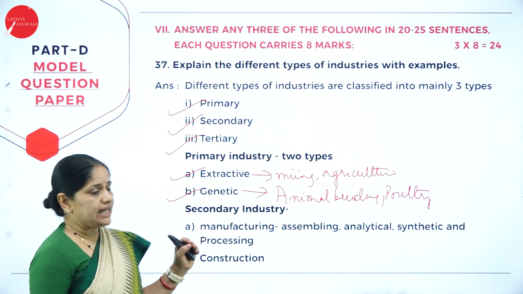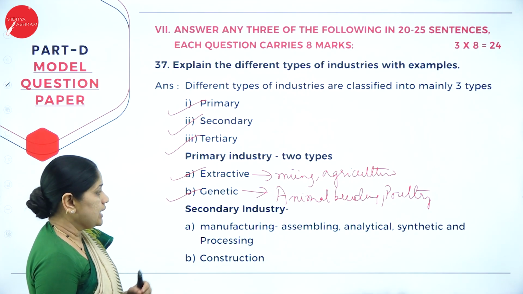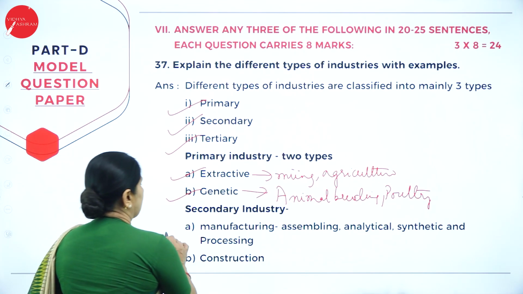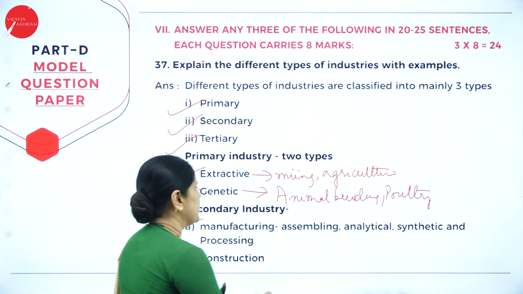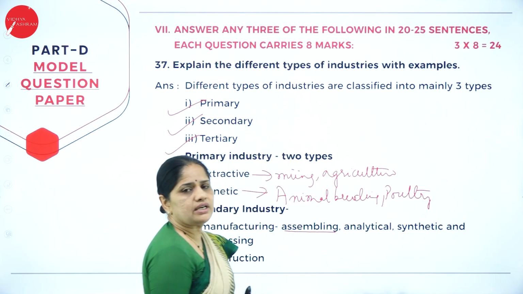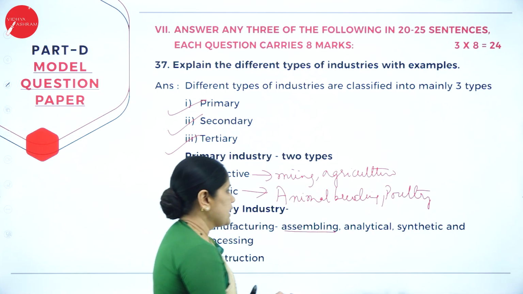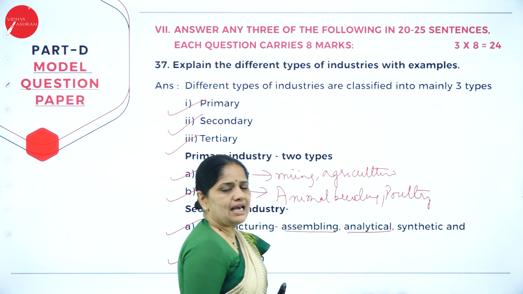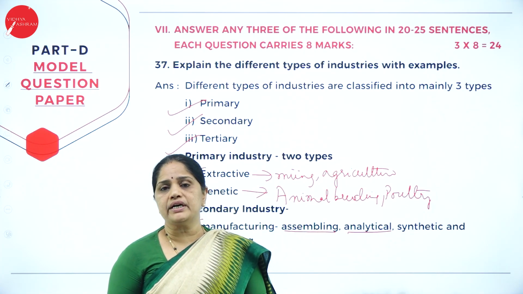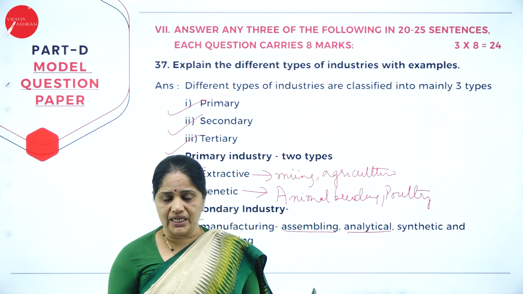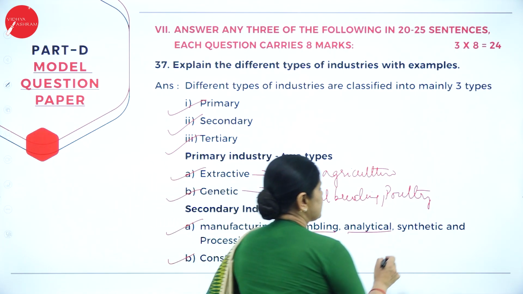Then the secondary industry. This secondary industry depends on the raw material of the primary industry. Now in the secondary industry, we have 2 types. One is the manufacturing. The second one is the construction industry. So in the manufacturing industry, we have the assembling industry, where you assemble various parts into a final product. Second one is the analytical. In the analytical industry, you extract crude oil from the earth, and from the crude oil you are refining various products like petrol, diesel, kerosene, LPG, etc.